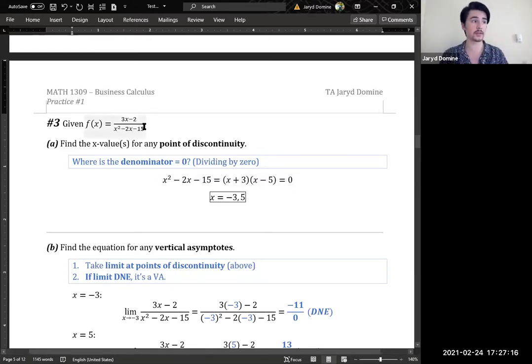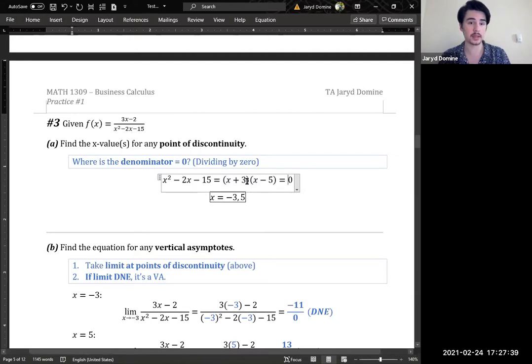So all we have to do is take the denominator, which is x squared minus 2x minus 15, and set it equal to 0. So what I've done is I wrote it here. This is the denominator. I factored it. So this factors into (x plus 3) and (x minus 5), whatever method you choose. And I set that equal to 0.